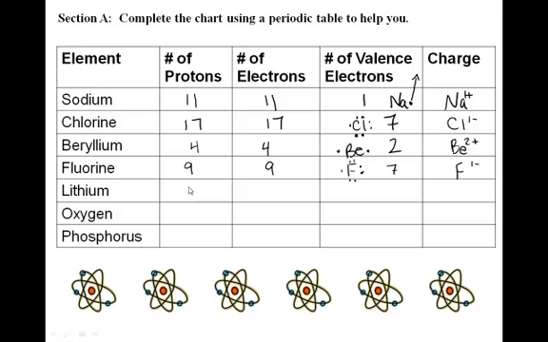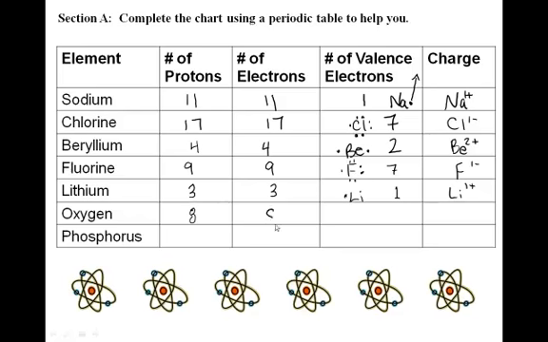Lithium is number 3. Number of electrons, 3. Valence electron is, of course, 1. Only 1, it's an alkali metal. And so its charge is going to be +1, because that 1 electron will leave, and we have too many positives left behind. Okay, oxygen is very easy. It's number 8 in your periodic table.